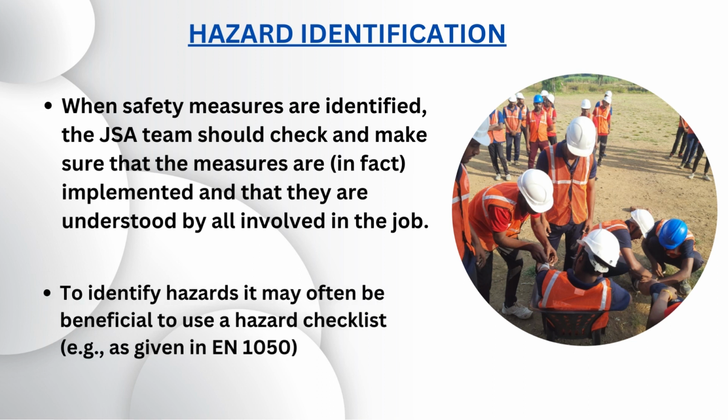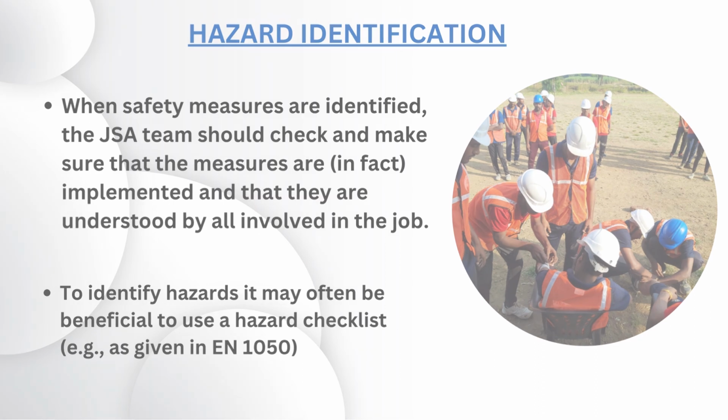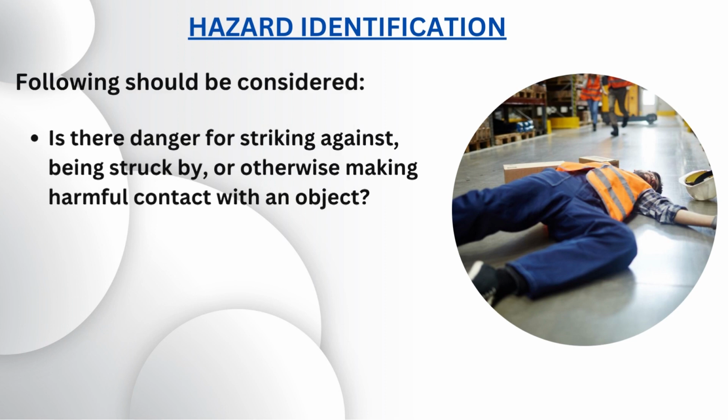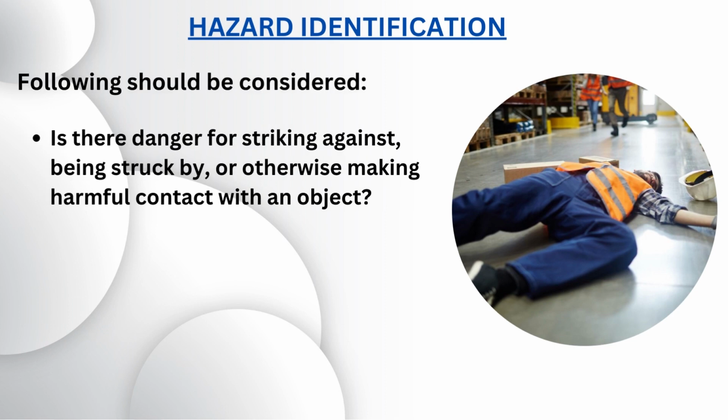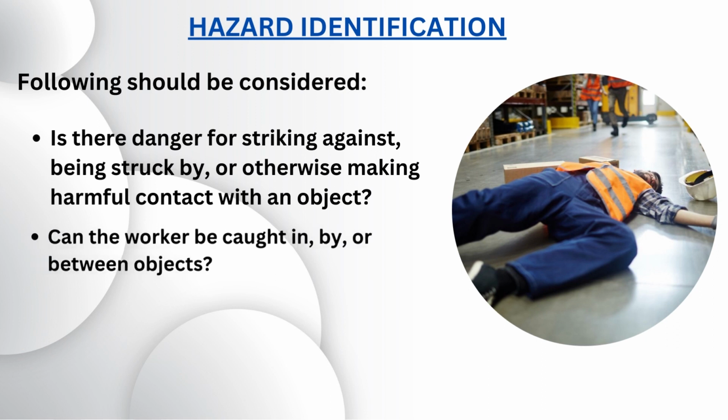To identify hazards, it may often be beneficial to use a hazard checklist. One such checklist is given in EN 1050. As a minimum, the following should be considered: is there danger of striking against, being struck by, or otherwise making harmful contact with an object? Can the worker be caught in, by, or between objects?